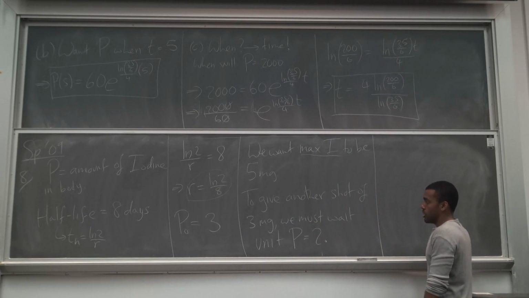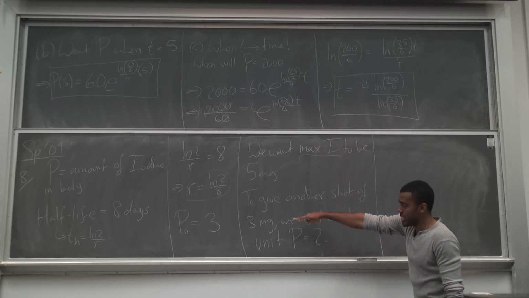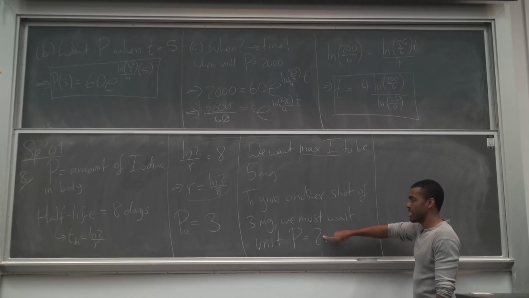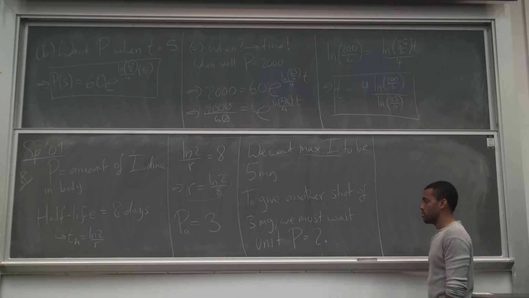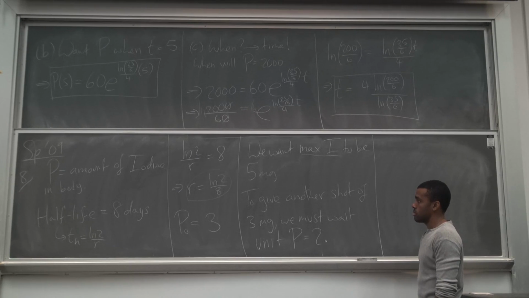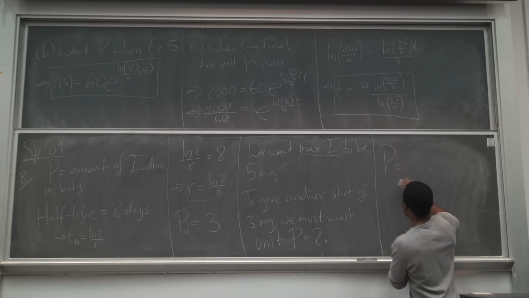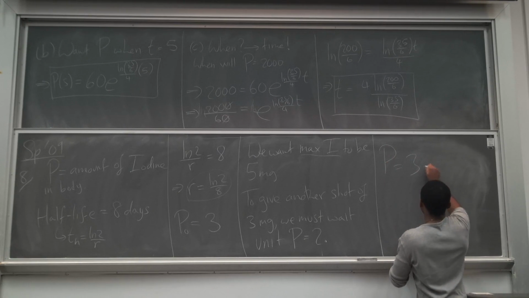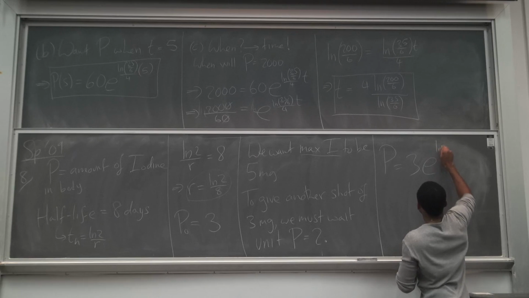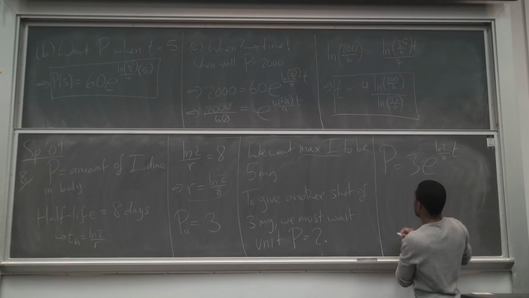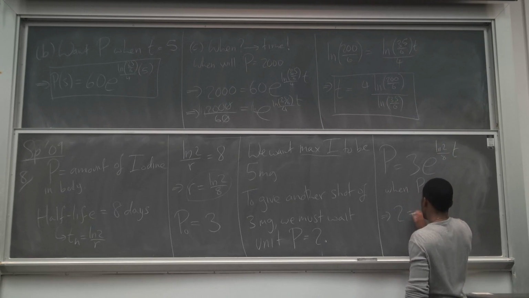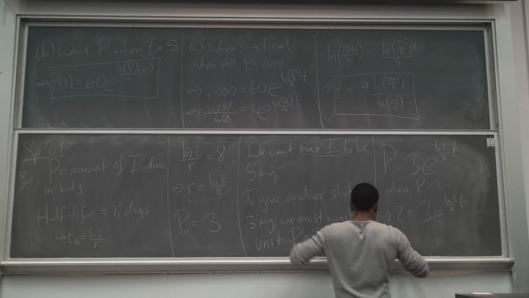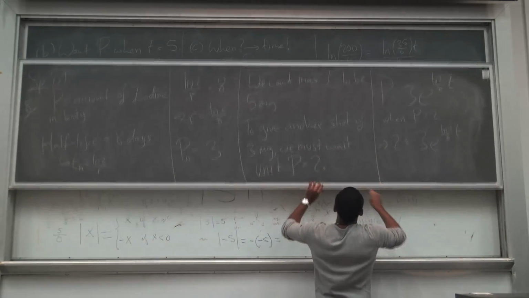Okay. So now, asking me when is the next time I can inject them with 3 milligrams is the same as asking when is it that I have 2 milligrams left. How do I figure out when I have 2 milligrams left? Right, so I know that P is equal to 3, which is the initial amount, e to the r, ln2/8 t. So when P equals 2, what we have is 2 is equal to 3 e to the ln2/8 t. So the time I need needs to fit that equation.